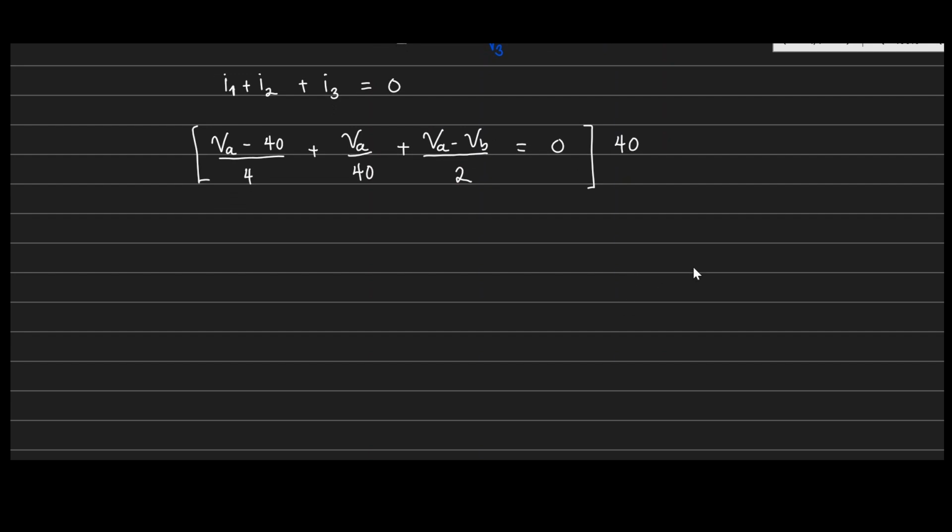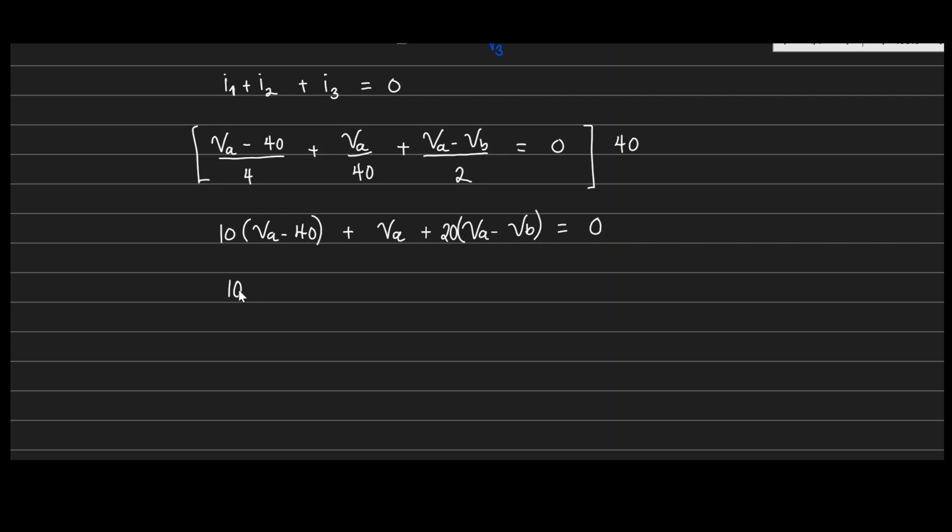Which is 40 itself. I multiply the equation by 40. So 4 into 40 is 10, right? So in the numerator, you have 10 times VA minus 40, and then plus VA over 40 times 40, that's just VA, plus this is VA minus VB, okay? And then over 2 times 20 times 40, that is 20, right? So I have 20 outside here, multiplied by that, and this is equal to 0, okay?